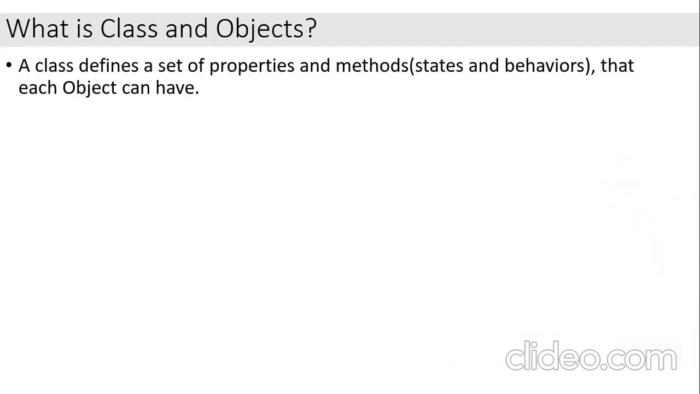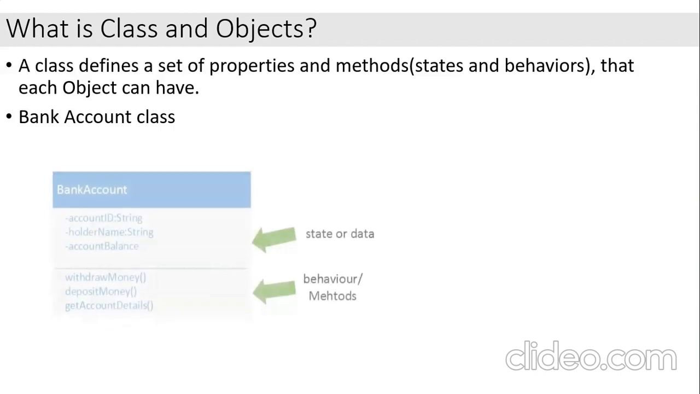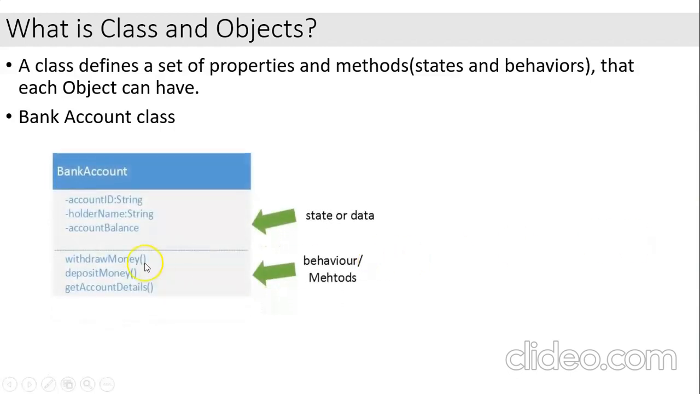Now each class defines a set of properties and methods, also called the states and behavior, that each object can have. Now look at another real life object, a bank account. A simple bank account can have an account ID, holder name, or account balance, and it can have operations like withdraw money, deposit money, or account details. So these are the states, and withdraw money and deposit money are functions or behaviors.